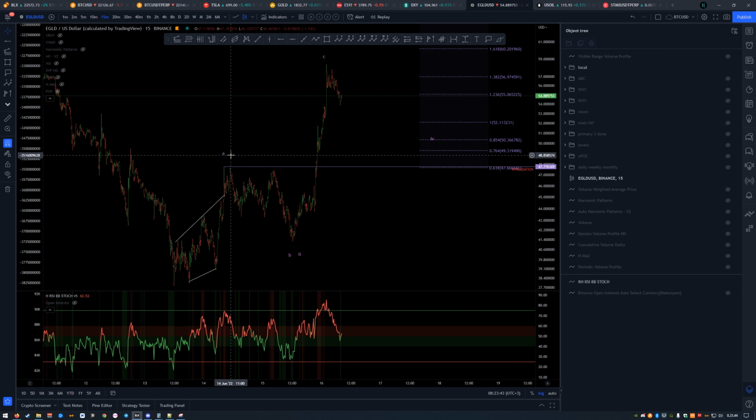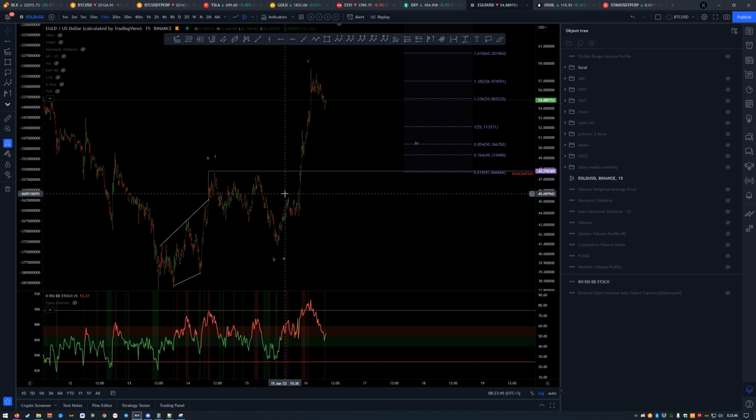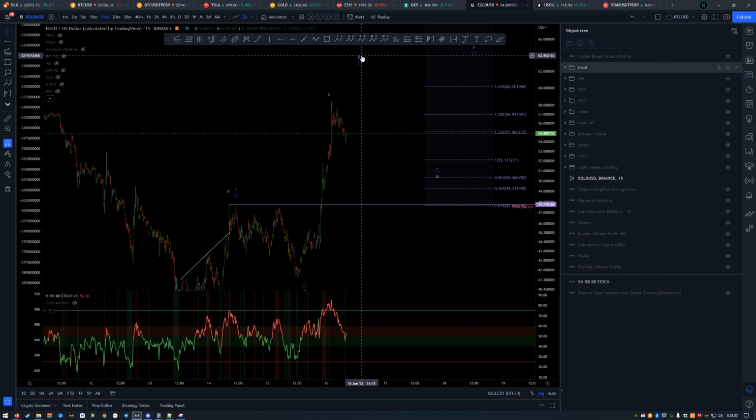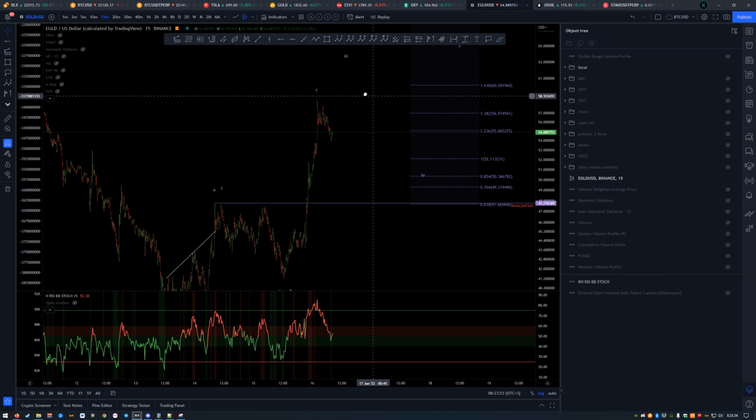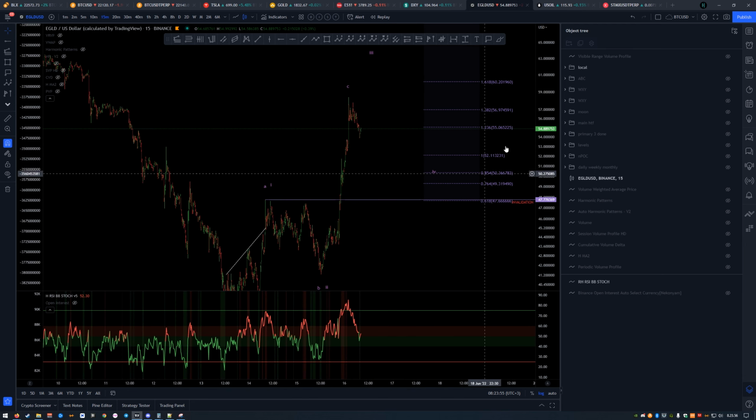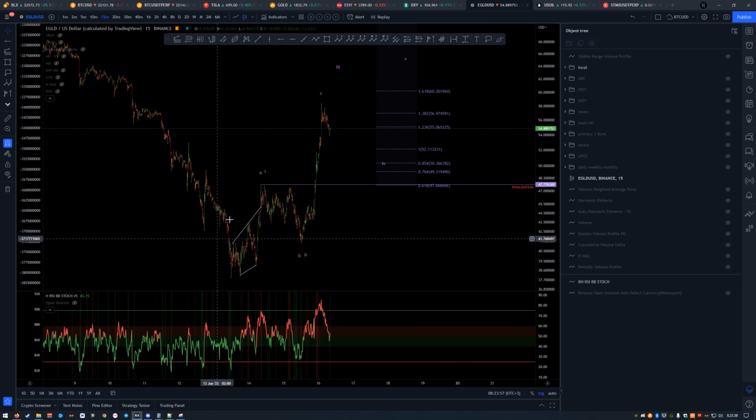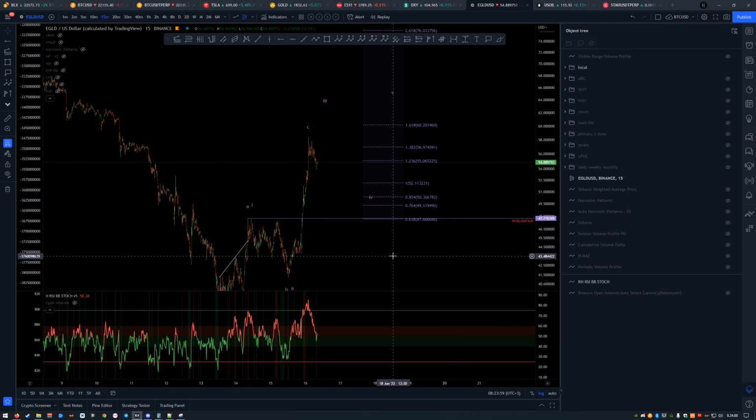But anyway, the next structure here we see is a 1, 2, 3, 4 and 5, most likely completing a C wave here. Now we would be looking for a correction downwards as a continuation for this larger time frame trend.